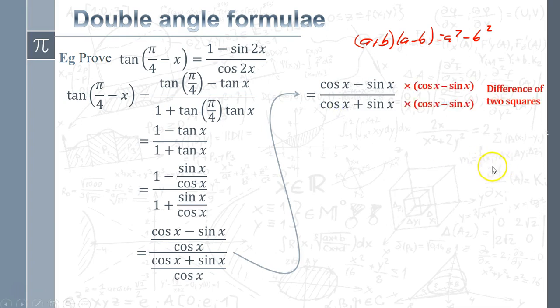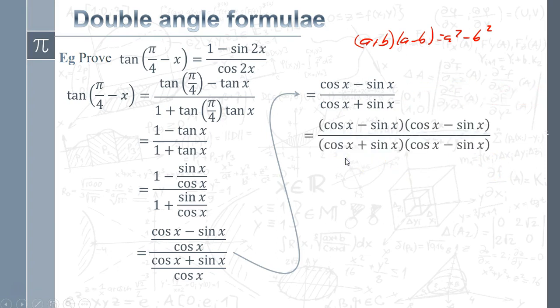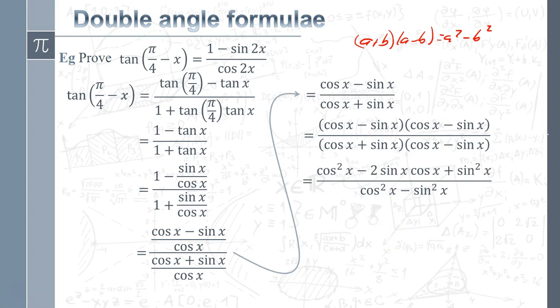So that's what I'm going to do. I'm going to times top and bottom by cos x minus sin x. So on the top, there's my brackets there. On the bottom, there's going to be my difference of two squares. And we've got that. Now, the difference of two squares bit, I can do things with squares. For example, on the top here, I've got cos squared x plus sin squared x.